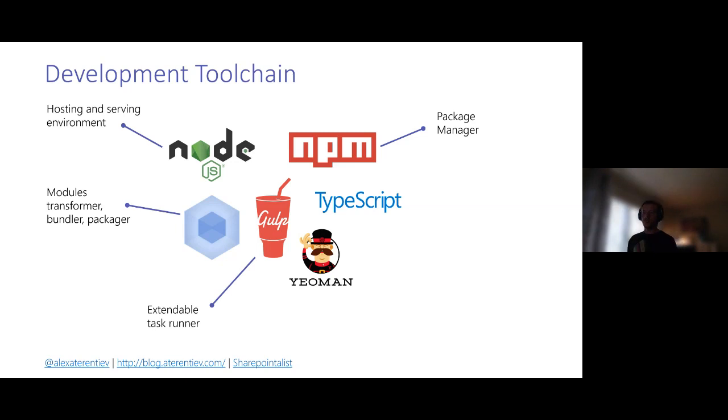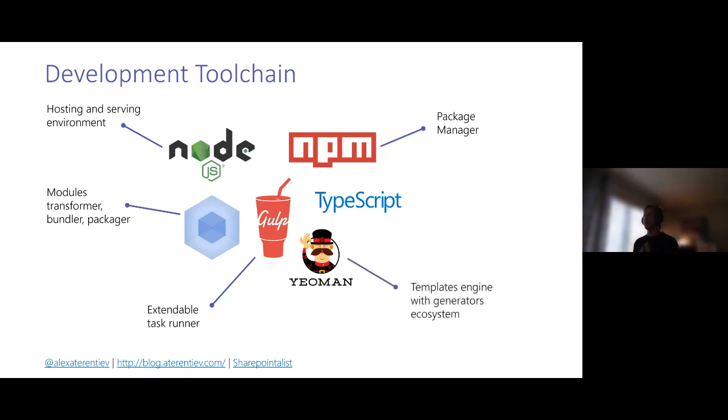Gulp is an extendable task runner. It allows you to create custom tasks and build different routines made of these tasks. And for example, SharePoint framework build routine is based on Gulp tasks, and we can actually even create our custom tasks and inject them into SharePoint framework build routine as well. And if you look at the Webpack and Gulp, together they are pretty similar to MS Build in .NET world.